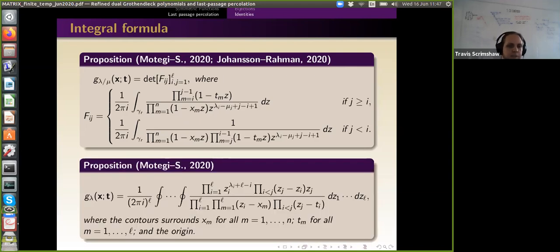And if we look at the straight shape case, we can evaluate this determinant, pull some stuff out, and end up with this integral formula for the refined dual Grothendiecks. And when we specialize all of the T parameters to being 0, we recover what I've been told is a famous integral formula for the Schur functions as a consequence.